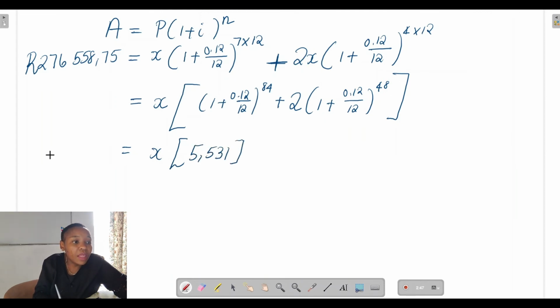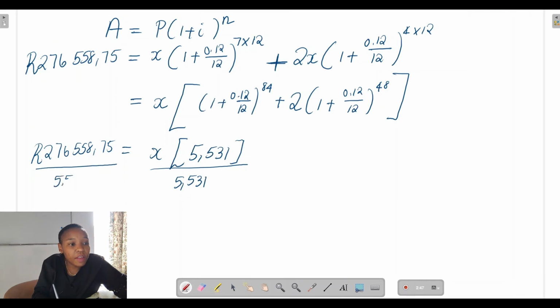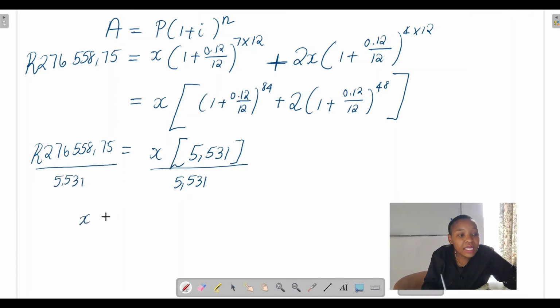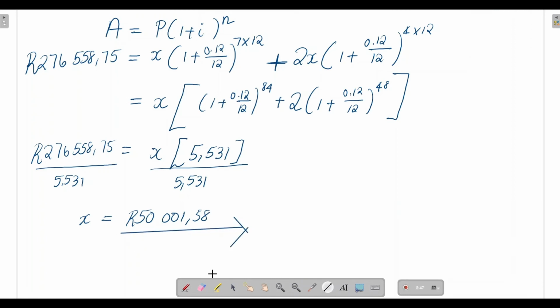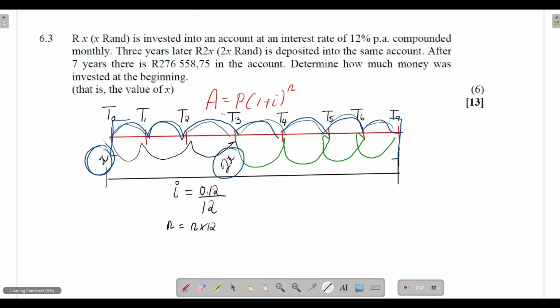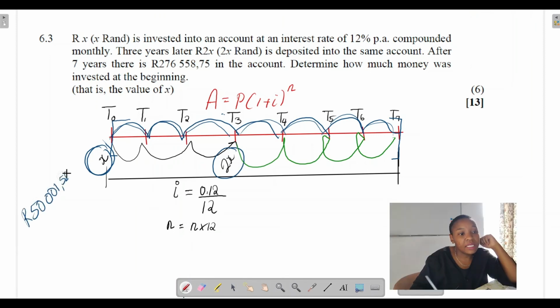If you punch it into your calculator, you're going to get 5.531, and then this just stays as 276,558.75. And if you divide by 5.531, you'll see that X is equal to 50,001.58, right? So that is the amount that is initially deposited into your account. That is the value of our X here. The value of our X is 50,001 rand and 58 cents, right?